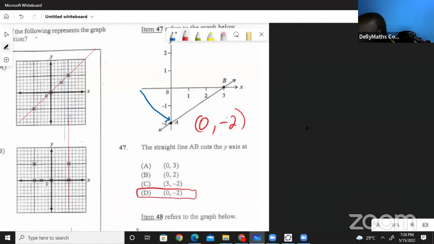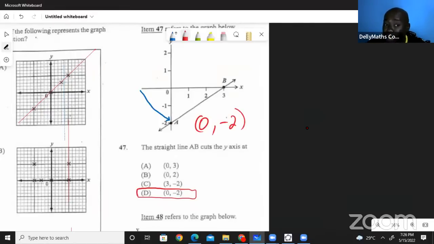Let me check out my 47. I'm seeing Otavia, you're correct. Samara, you're correct. Chad, you are not correct. Check it out. Lopez, you got C. We're talking about where it cut the y-axis, guys. Y-axis, y-axis. So be careful with that 3, -2; there is no 3, -2 in this either.